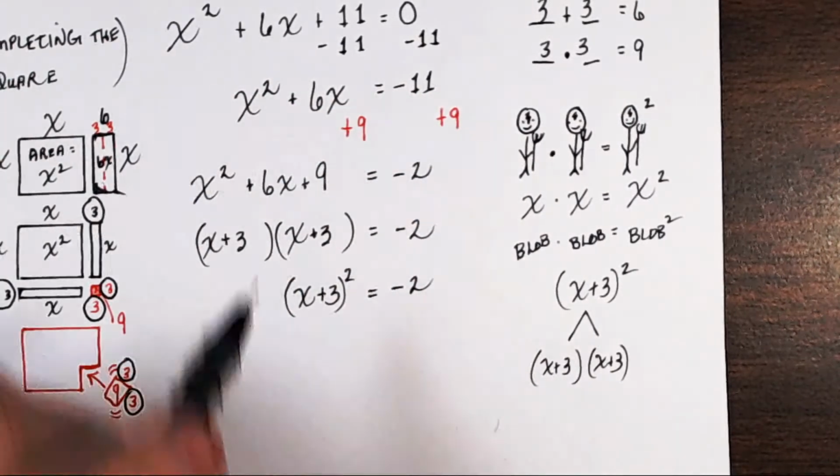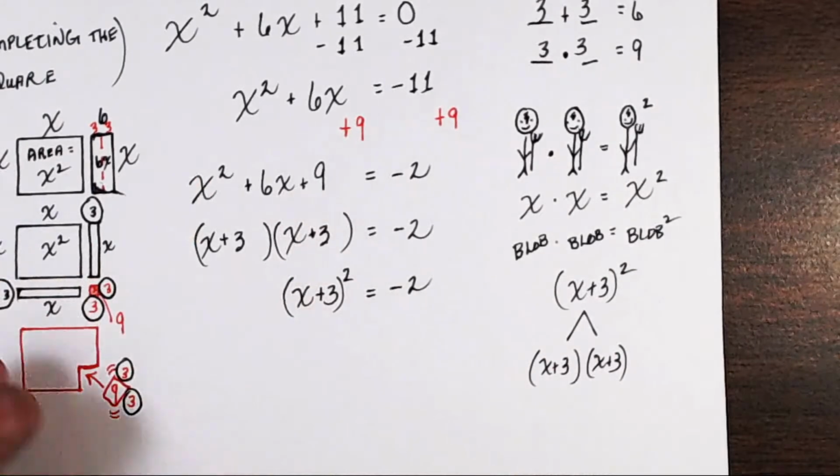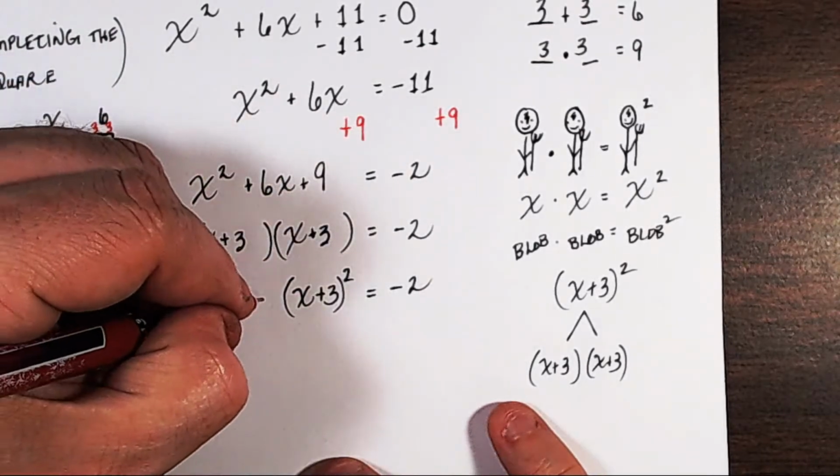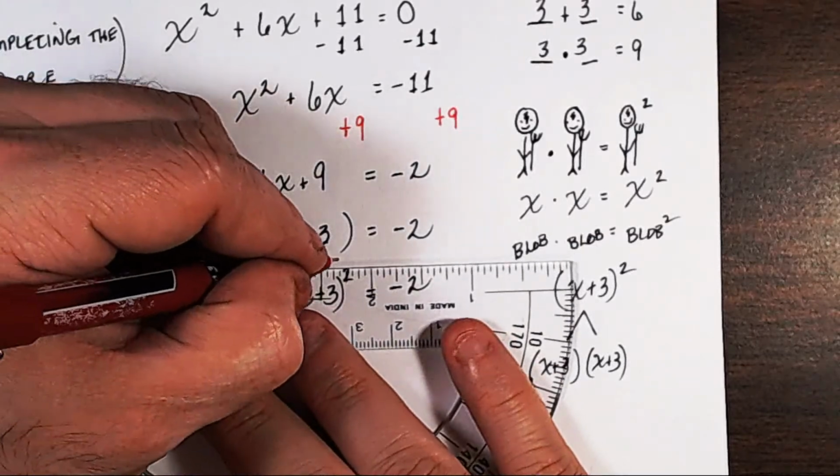Okay? Now, what is the opposite operation from squaring something? If you can't remember, think about what part of the plant is a carrot. It's the root. So we're going to take the square root of both sides.